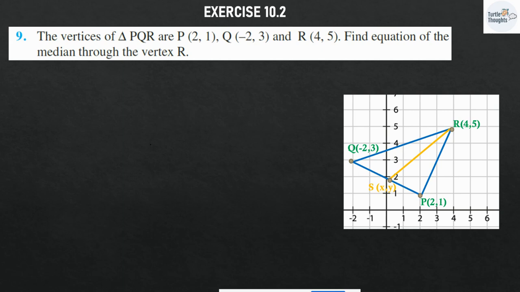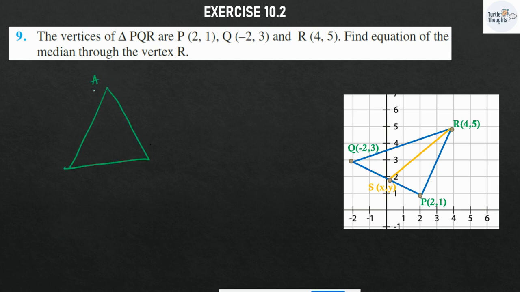Question number 9. Vertices of a triangle PQR are P (2, 1), Q (-2, 3), and R (4, 5). Find the equation of the median through the vertex R. Before I start the question, I'll tell you what a median is.